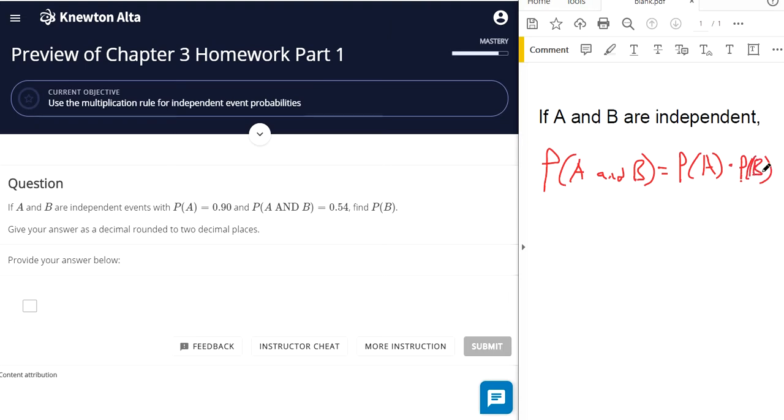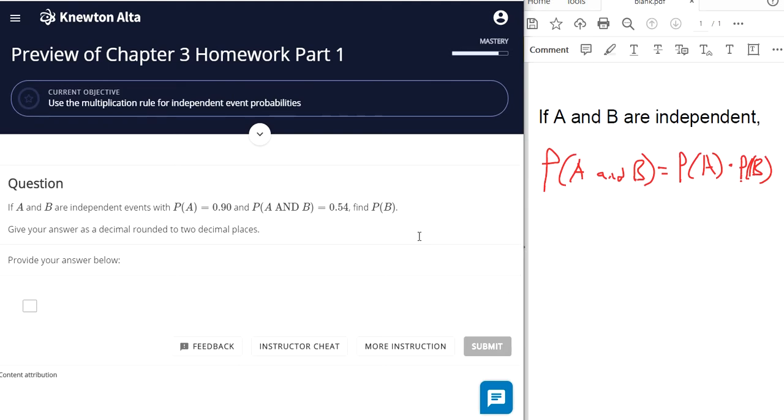So like the probability that I put on a blue shirt today and the probability that a meteor strikes the Earth, those two things are not related to each other, right? The blue shirt's not pulling the meteor towards Earth. I can find the probability of both those things happening by multiplying the probability that I put on a blue shirt to the probability that a meteor strikes the Earth. Okay?